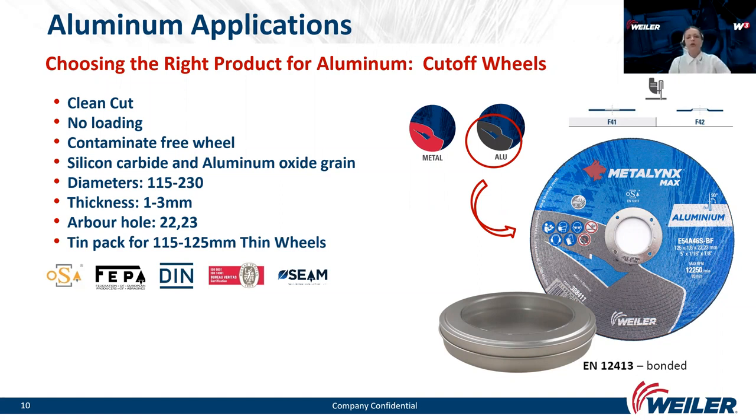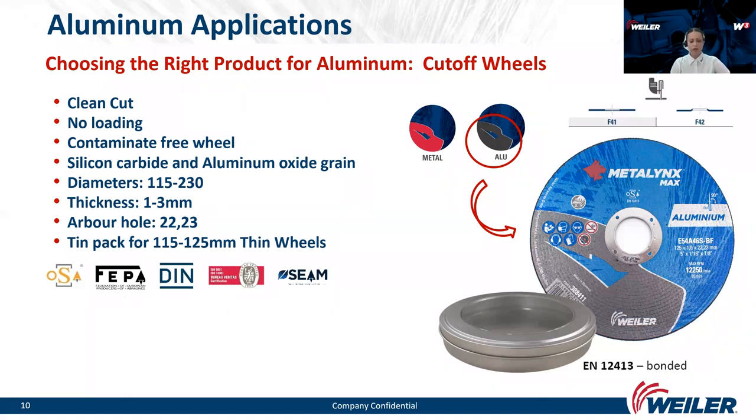So we produce cutting wheels in two shapes, depressed and flat, in diameters 115 to 230, and thicknesses from 1 to 3 millimeters. We also have some special packing tins, as you see here on the picture, and this goes only for diameters up to 125 and thickness up to 1.6 millimeters.